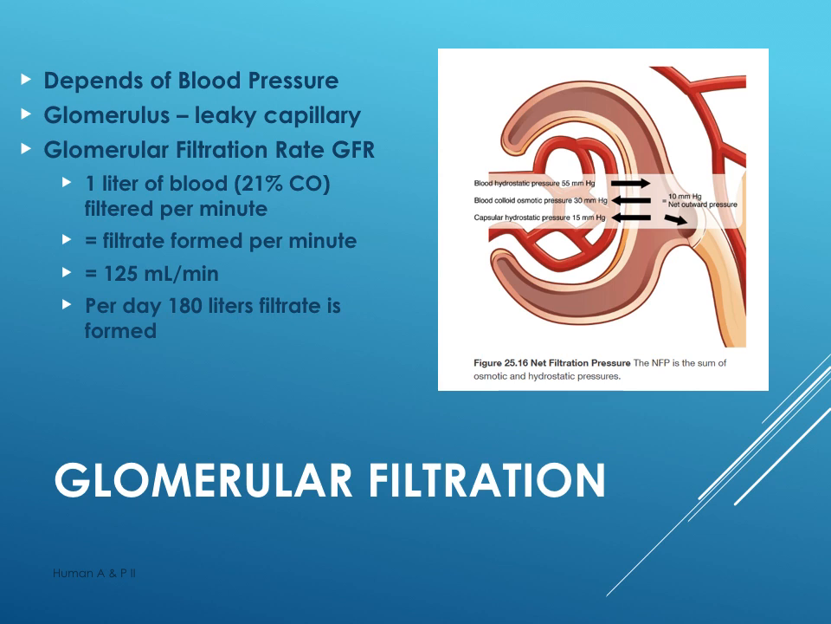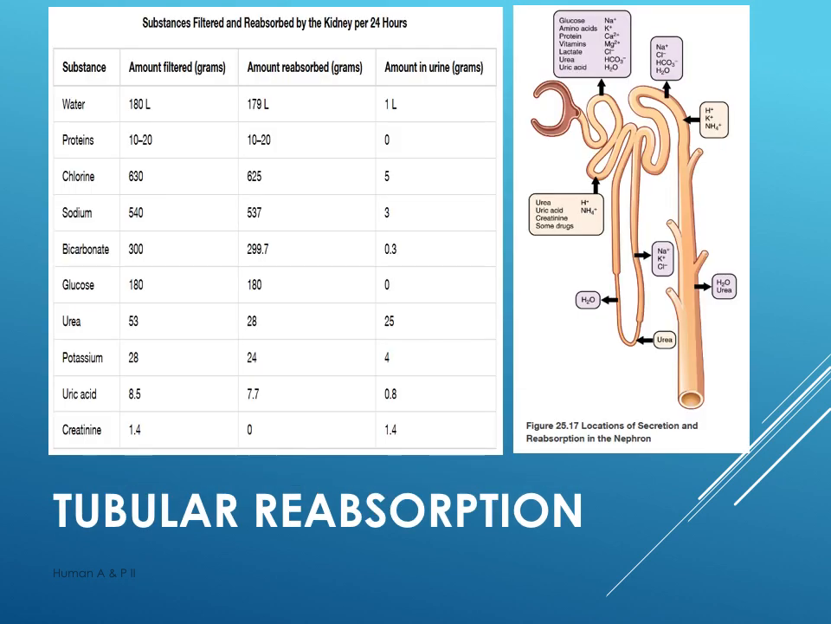Okay, so that's filtration at the glomerulus, and that's just size separation. Small things can pass through the glomerulus. Blood cells can't, white blood cells can't, and proteins shouldn't be passing through. Those are the things that shouldn't be there. But once the small things leave, the filtrate has to be modified.